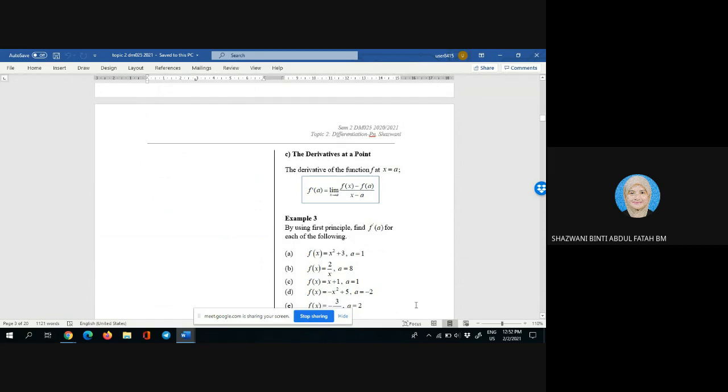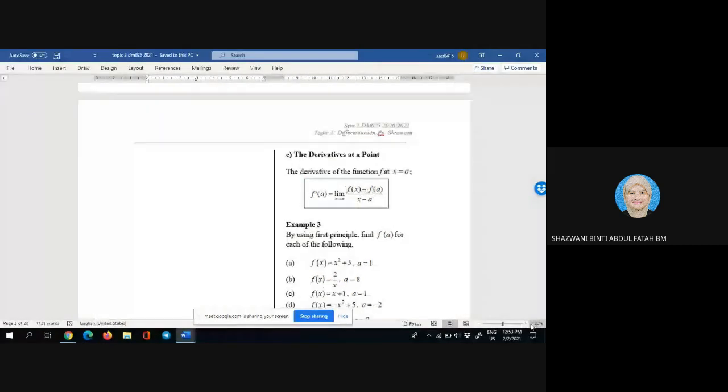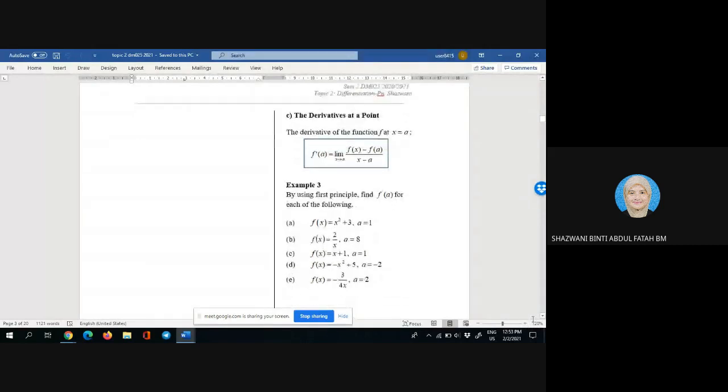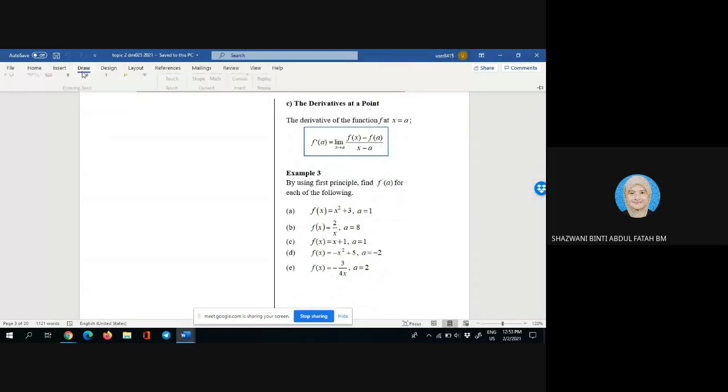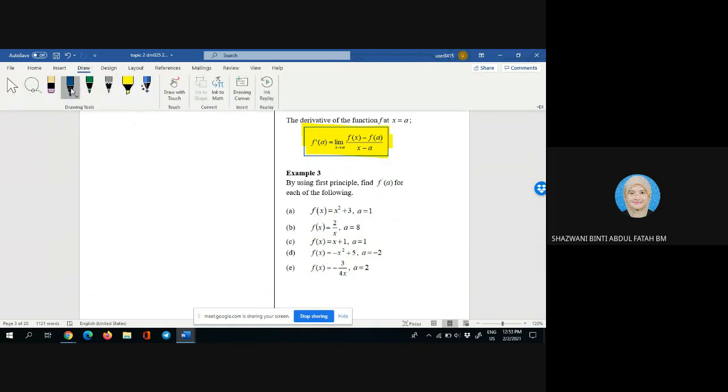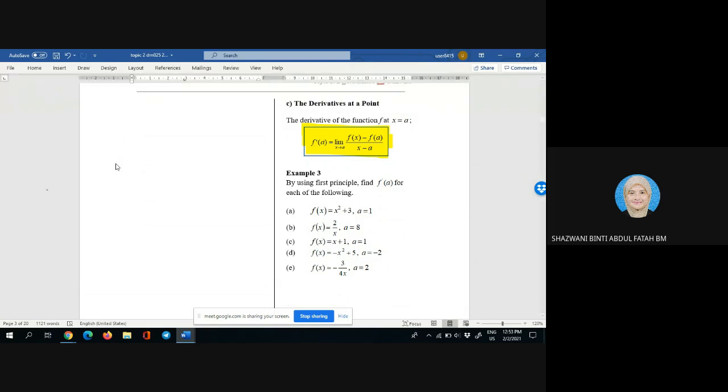So now let us continue with the derivative at a point. Yesterday we went through the first principle, the derivative of a function by using first principle. Today it is the same thing, first principle, but for the derivative at a point. The formula is given by this one. What is the difference from the previous formula is at the bottom.